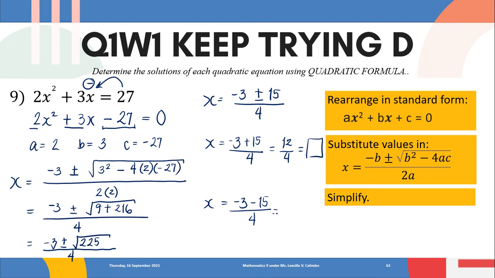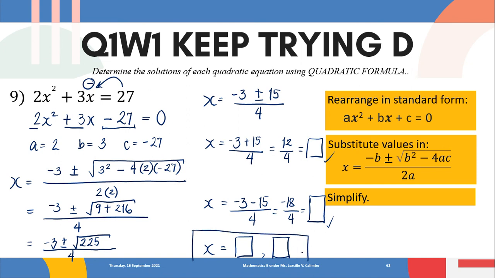Next, what is negative 3 minus 15? Correct. That's negative 18 over 4. Now, you get the lowest term for this fraction. Kung ano yung mga nakuha nyong sagot dito sa first and second case, you just write in your final answer, which is x equals your first answer, comma, your second answer. Don't forget to box your final answers.